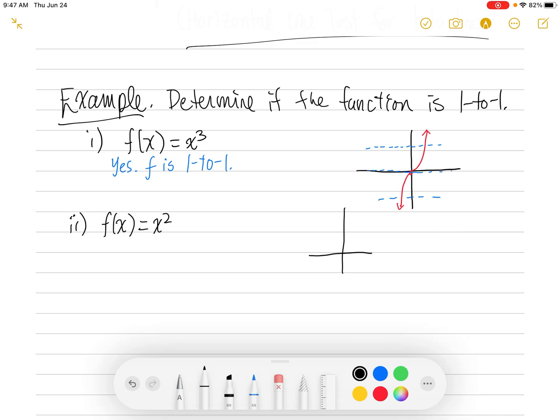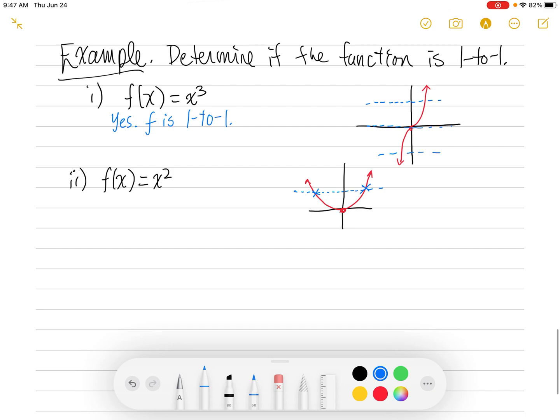Number two, if I look at the squaring function, x squared. Let's graph that real quick without getting into too much detail. It's a parabola, right? It has a vertex at the origin. If I take a horizontal line up here, it's going to hit more than once. So it's not going to be one-to-one. It's a function, but it's not a one-to-one function. So here, no, f is not one-to-one.